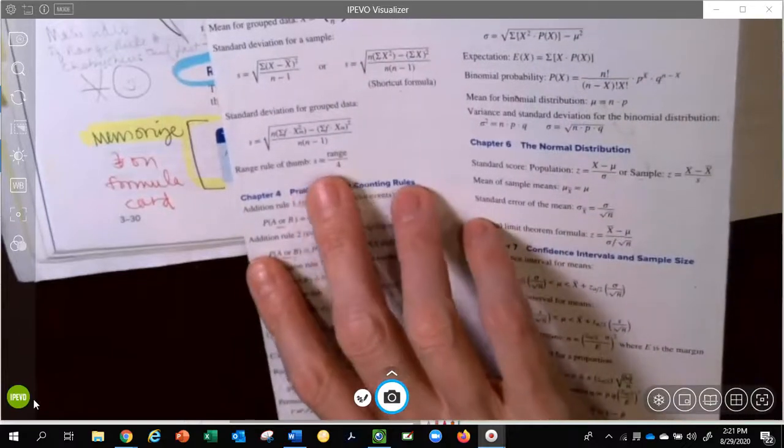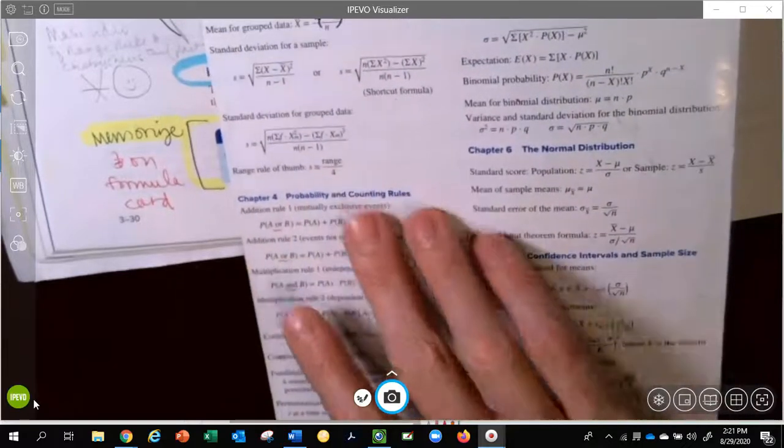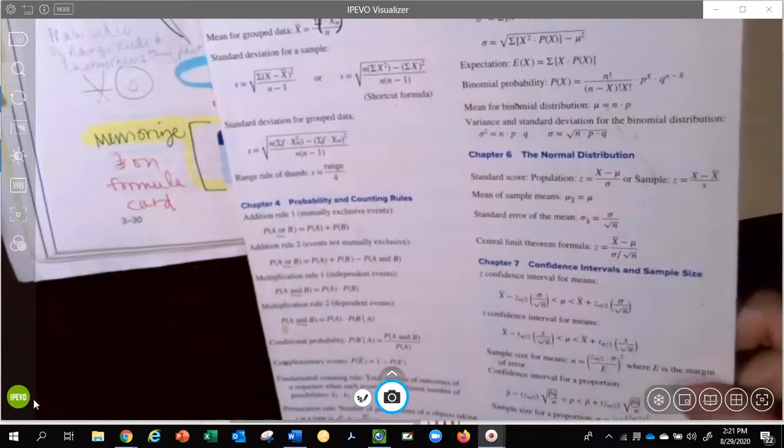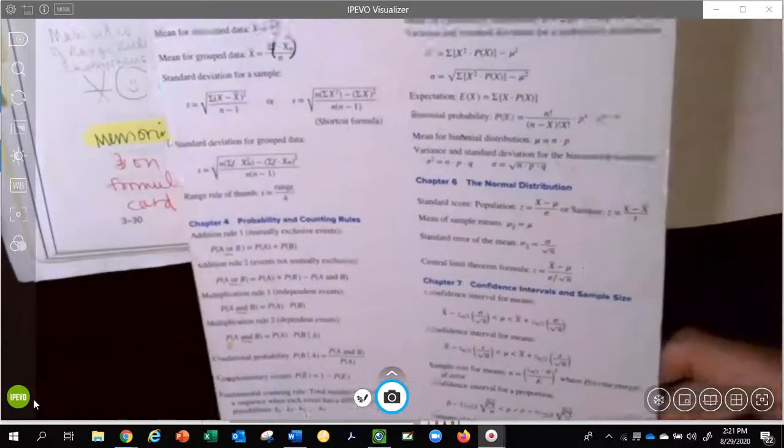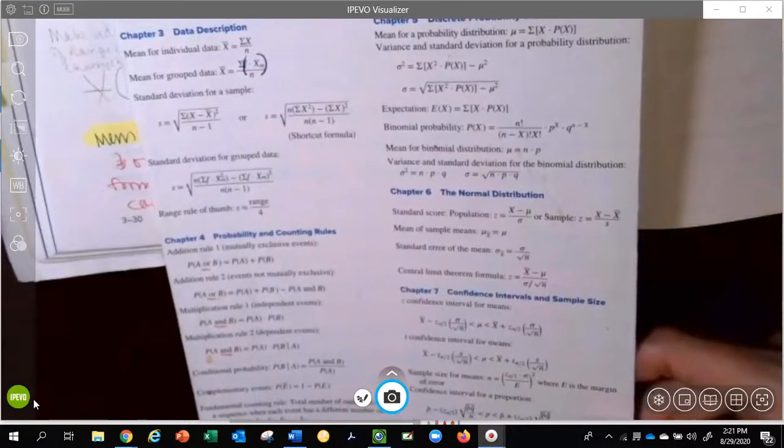So you need to grab your formula card, and as soon as you look at Chapter 3, you need to notice that it is there. They list the range rule of thumb. And again, on the first test you're not using the formula card, but we are getting this formula card ready for when we do use it on one of our tests.